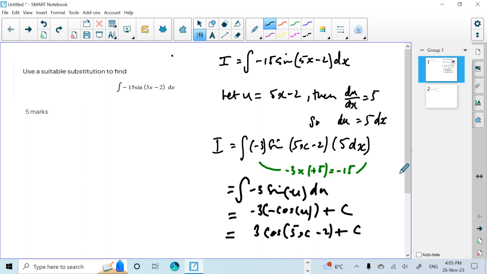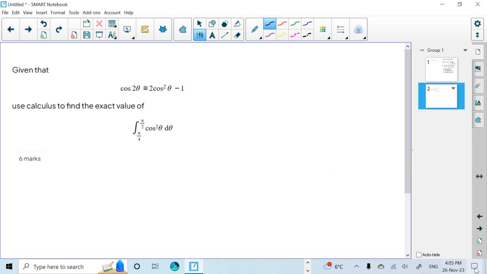Let's have a look. We're okay for time. Let's have a look at another question for 6 marks. Using calculus to find the exact value of the integral with limits pi over 4 and pi over 2 of cos squared theta d theta. But it says given that cos 2 theta is identical and equal to 2 cos squared theta minus 1, we can use that trigonometric identity to find the exact value.